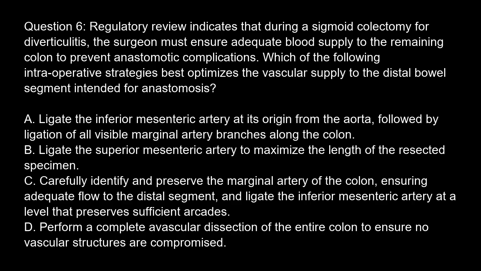Option A. Ligate the inferior mesenteric artery at its origin from the aorta, followed by ligation of all visible marginal artery branches along the colon. Option B. Ligate the superior mesenteric artery to maximize the length of the resected specimen.